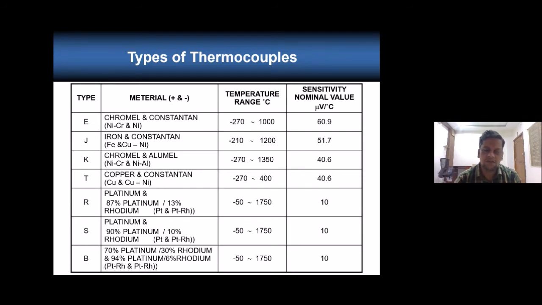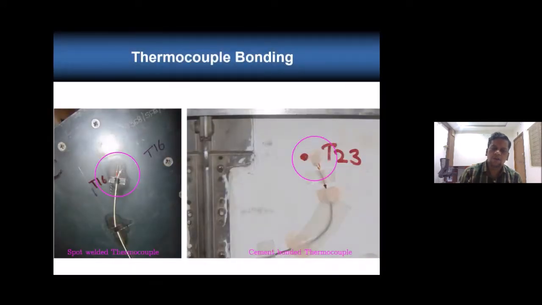These are the various types of thermocouples available. Majorly we use T-type, K-type, R-type, and B-type thermocouples, and C-type also we use. Here it is not listed. C-type mainly consists of two metals, one is rhodium, the other one is tungsten. So we can measure up to a maximum of 2300 degrees centigrade, but it needs an inert atmosphere to go beyond 1800 degrees.